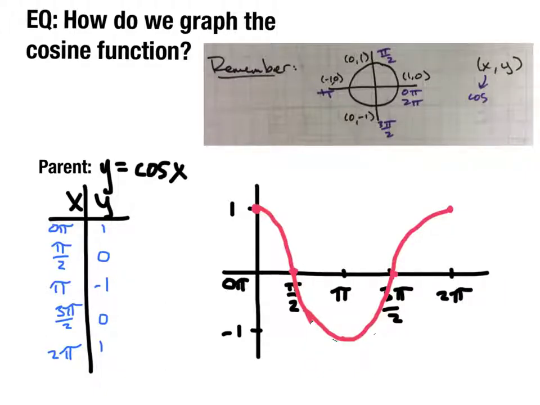Just to note some differences from the sine function, sine started here at the origin, whereas the cosine started up here at 1, right? But as long as we have two pieces in the upper region and these two connecting in the lower, that completes one whole period. And for the parent function, the period is 2 pi.